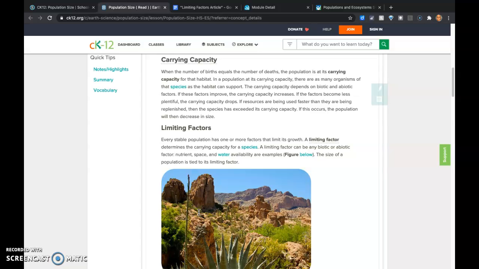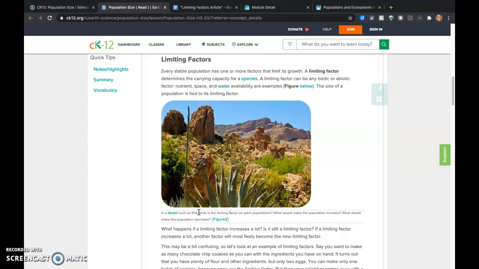If resources are being used faster than they are being replenished, then the species has exceeded its carrying capacity. If this occurs, the population will then decrease in size. Limiting factors. Every stable population has one or more factors that limit its growth. A limiting factor determines the carrying capacity for a species.